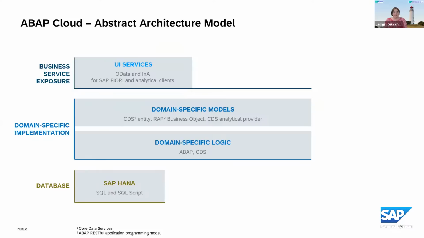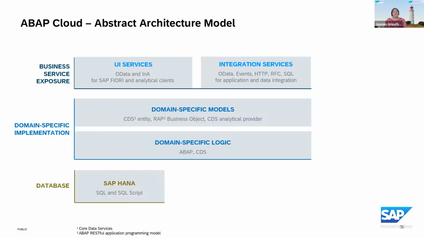At the core of an analytical application is a so-called CDS analytical provider. Analytical applications require a multidimensional data model consisting of cubes, dimensions. So you can model those multidimensional data models with CDS. And in the end, you can expose the data model and the implemented logic in the business service exposure as a UI service. So RAP business objects are exposed as data services, and analytical UI services are exposed in the so-called INA protocol.